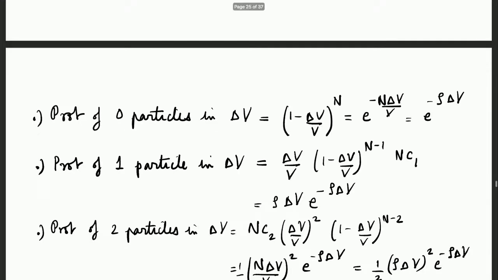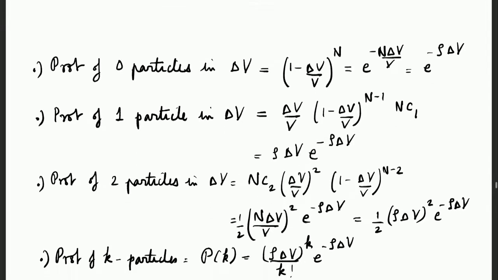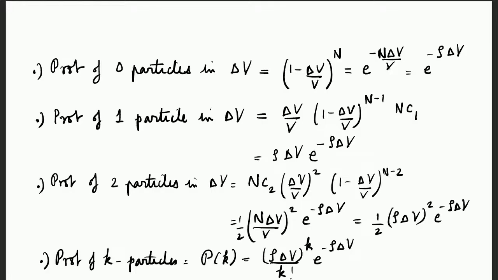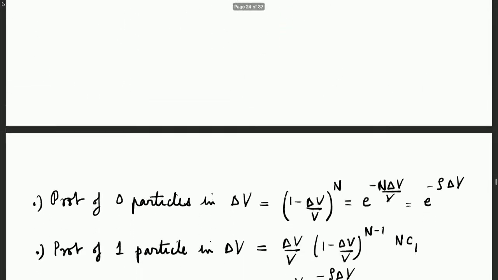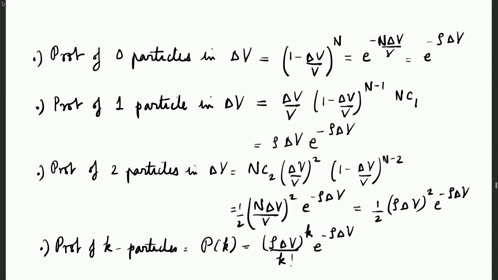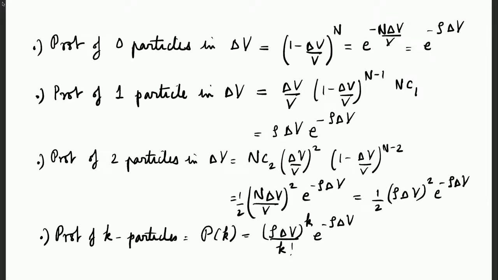Let me just tell different people the different answers. So now let me write a bit more. If I ask for the probability of 0 particles in delta V, it is (1 minus delta V by V) to the power n. All of us have agreed to that. Now our delta V is going to be very small compared to the total volume. It's a small test volume, so I want to take the limit when delta V by V is small.